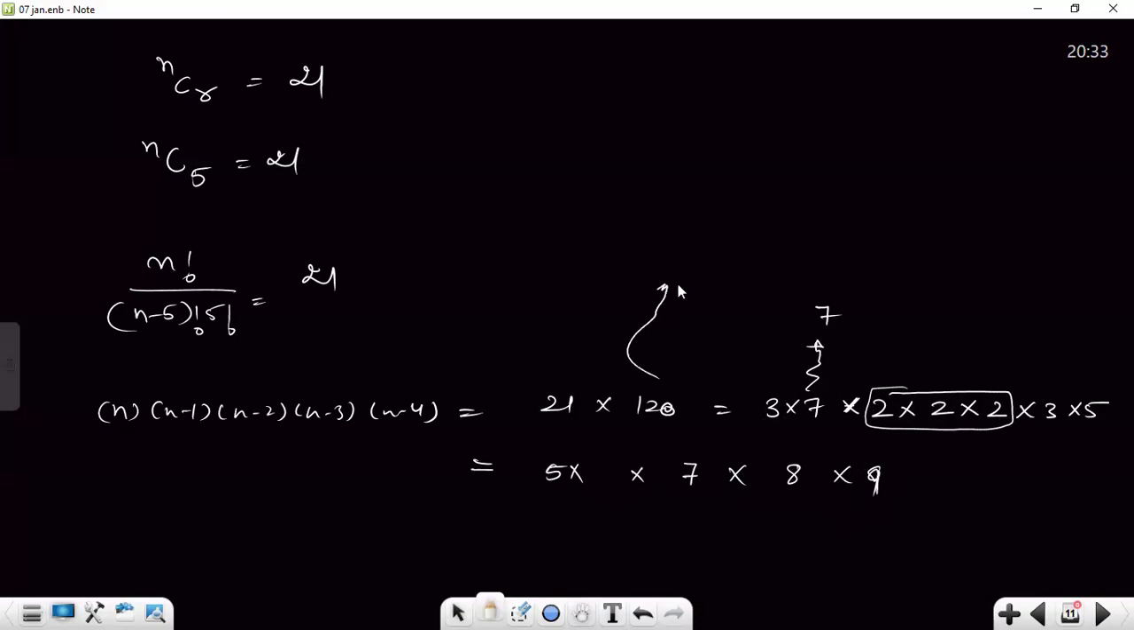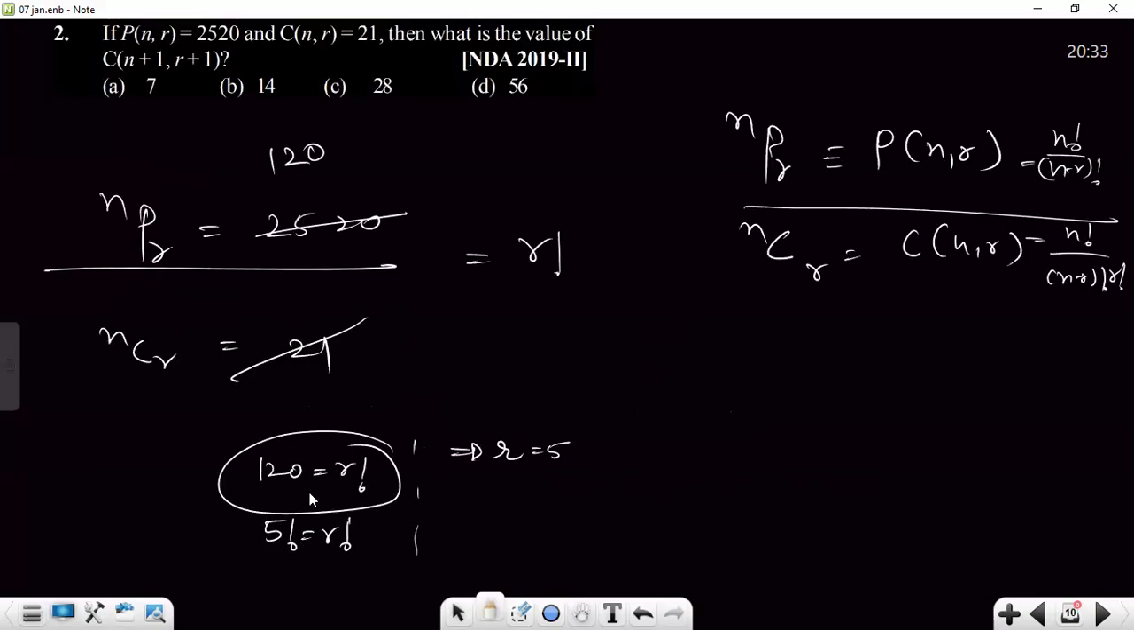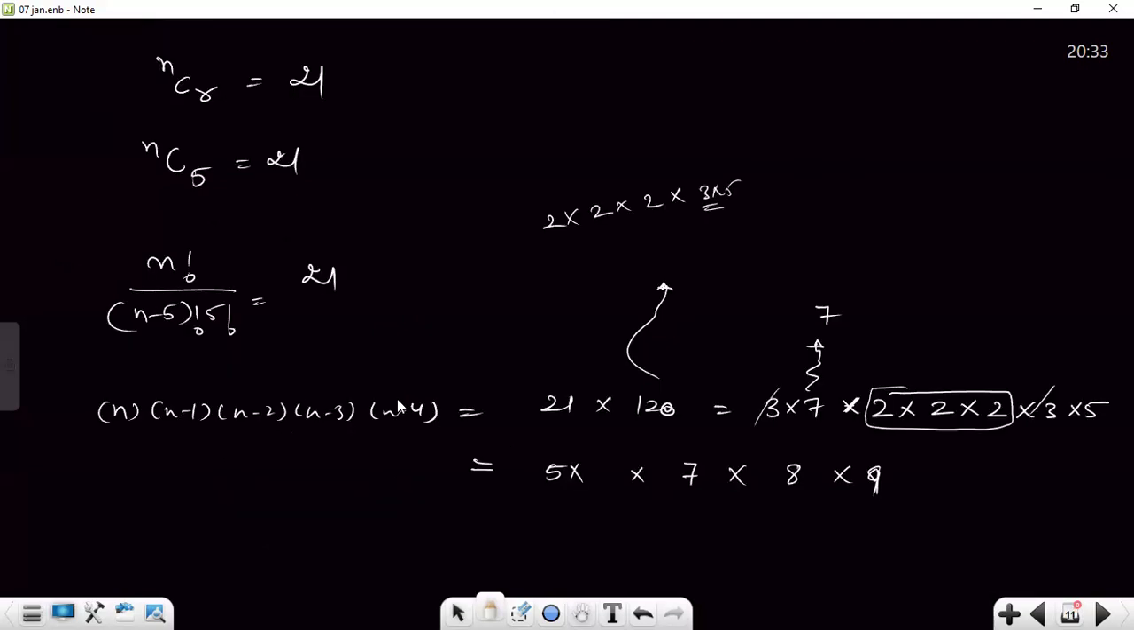Have I written 120's prime factors rightly? 2 into 60 is left. Now 30 is left. Now 15 is left. 8 into 15 is 120. Okay, I was right. 3 into 7. So we cannot make 6 now, right? We have already used 3, 3, 7, 7, 5. Have we made any mistake? r is 5, rightly mentioned.